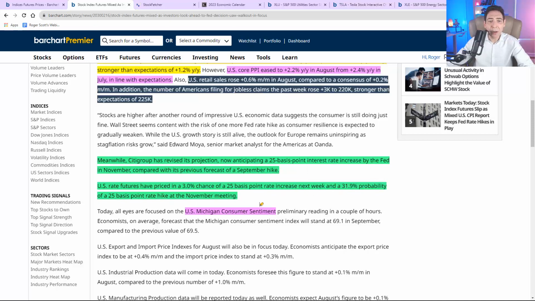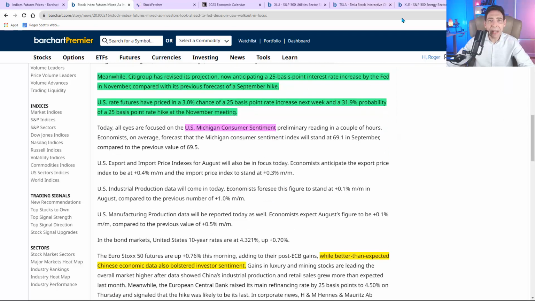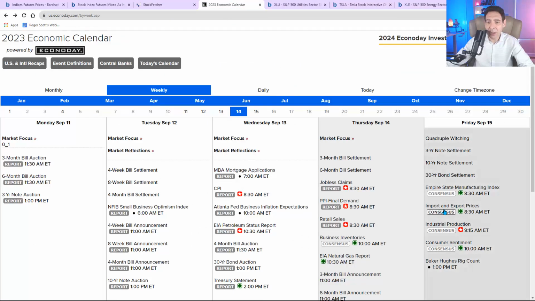We've got U.S. Michigan consumer sentiment today, and we also have import and export, and we have industrial production. That comes out shortly before the market opens, but consumer sentiment comes out after. So if you see a little bump or a downside at 10 a.m., you know exactly what it is and what we're talking about here.